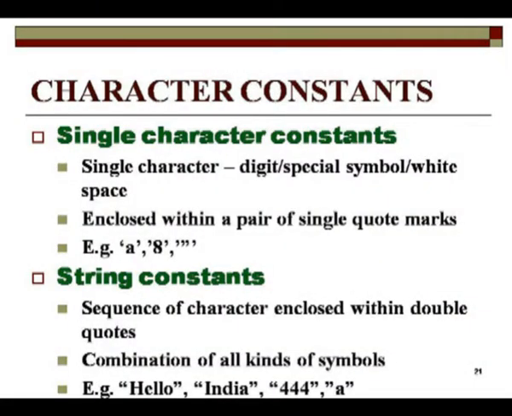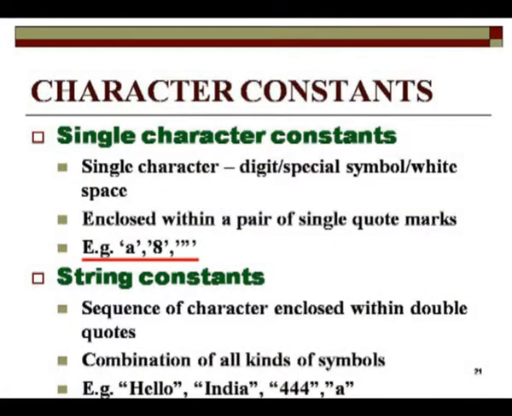Next we have character constants. In this we have two types, single character and string constants. Single character constants can be digits, they can be special symbols, or simply a space is also a single character. But we should always remember that it should be within single quotes. Whenever the compiler sees any letter or symbol within a single quote, it takes it as a single character constant. Here I have given an example.